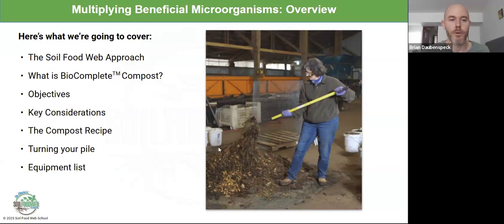We'll talk about the soil food web approach, how that differs from other methods you might have seen. We'll talk about what biocomplete compost is. There are lots of different composting methods in the world, and biocomplete is something special that deals with those microorganisms that we just talked about. What the objectives of this compost are: it's not just nutrients, it's about the biology. We'll talk about some other key considerations. All of that will tie into the compost recipe and what we're considering as feedstock materials. We'll talk about managing that pile. One way we manage that pile is by turning it. And then at the end, we'll go over a quick equipment list that would be useful to get started with.